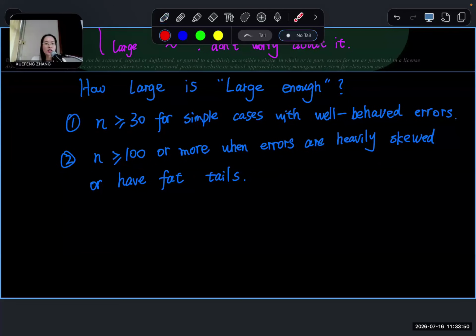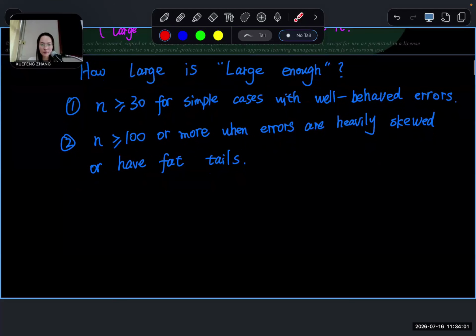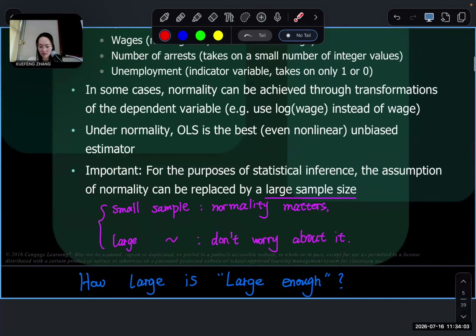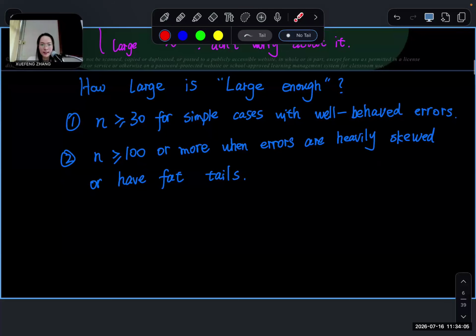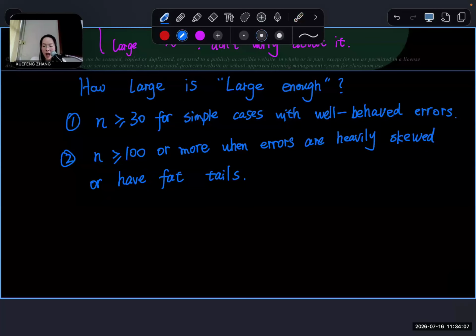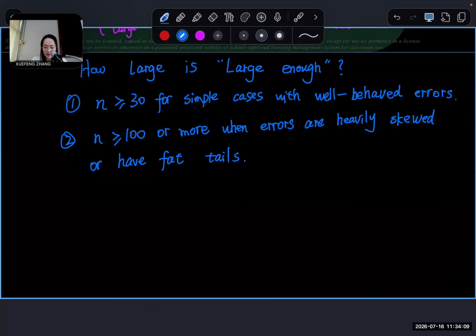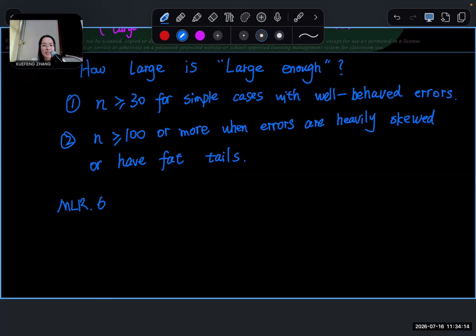So there is no universal magic number, okay? It depends on how non-normal your errors are. There's no magic number. The bottom line is that for our new assumption, normality is a small sample crutch, okay? It's for small samples.